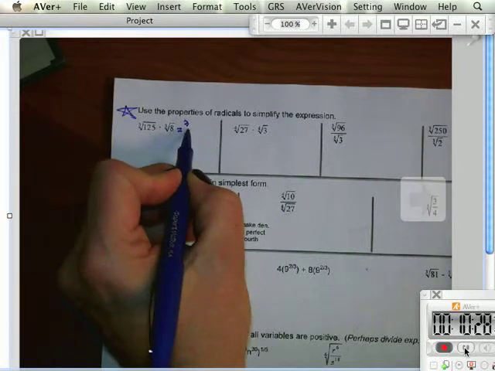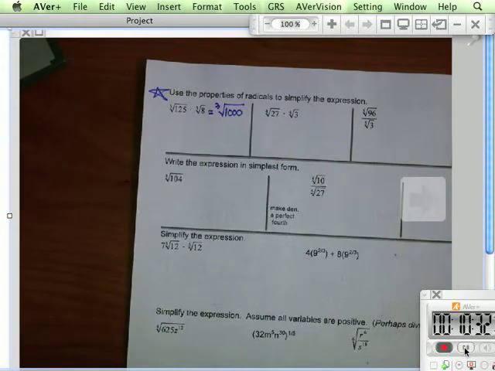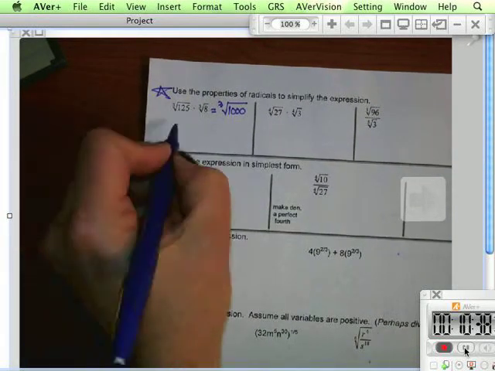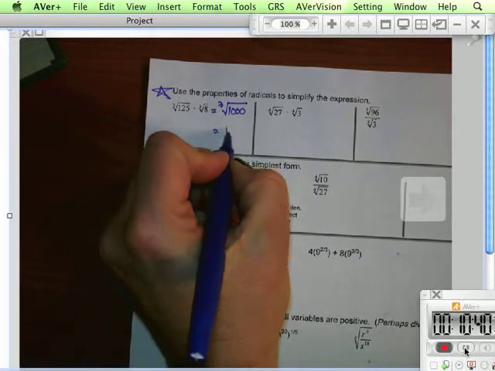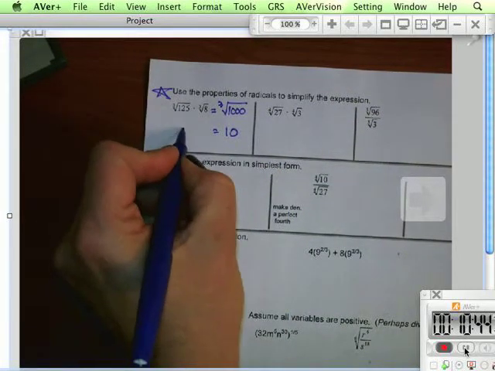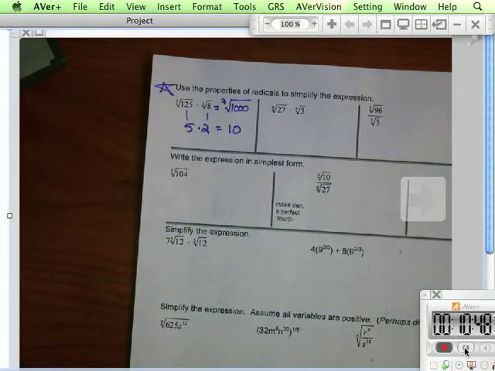It may help me. Oh, and look, it's such a pretty number. Do you think 1,000 has a cube root? Oh, yes. What is it? 10. Okay. Yes. You could also take the cube root of 125, which is 5, times 2. You could also do it that way. Either way, doesn't matter.